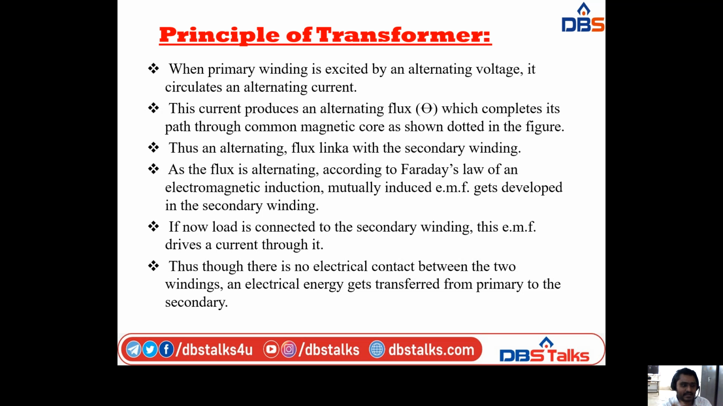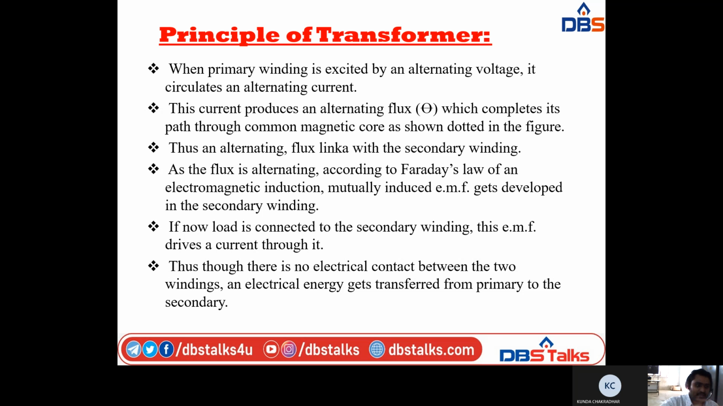Thus an alternating flux links to the secondary winding. As the flux is alternating, according to Faraday's law of electromagnetic induction, a mutually induced EMF gets developed in the secondary winding. So if a load is now connected to the secondary winding, this EMF drives the current through it.